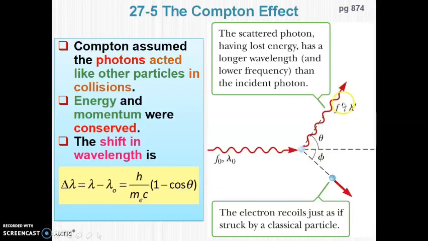So this one becomes f prime here, and this one you have lambda prime, and then this one should be your theta, but this one should be your e. Indicate that this one should be the scattered photon, having lost energy, has a longer wavelength and lower frequency than the incident photon. Whereas for this one, the electron recoils just as if struck by a classical particle.